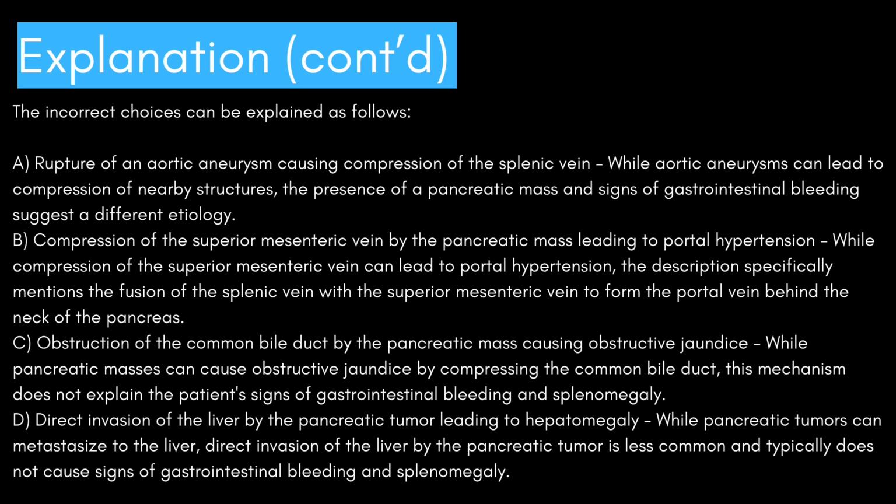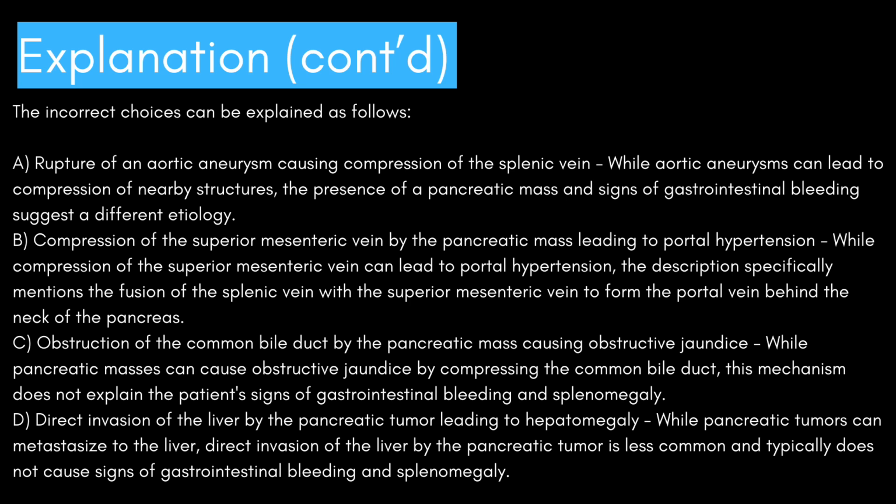B, compression of the superior mesenteric vein by the pancreatic mass, leading to portal hypertension. While compression of the superior mesenteric vein can lead to portal hypertension, the description specifically mentions the fusion of the splenic vein with the superior mesenteric vein to form the portal vein behind the neck of the pancreas. C, obstruction of the common bile duct by the pancreatic mass causing obstructive jaundice. While pancreatic masses can cause obstructive jaundice by compressing the common bile duct, this mechanism does not explain the patient's signs of gastrointestinal bleeding and splenomegaly.